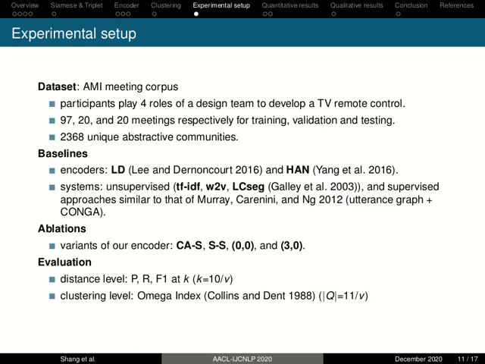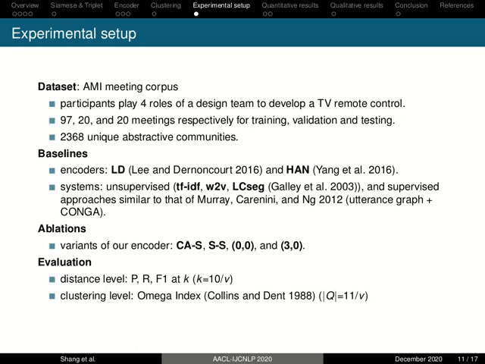For the evaluation, we first test whether the distance in the final embedding space is meaningful. To do so, for a given query utterance, we rank all other utterances in decreasing order of similarity with the query. We then use precision, recall and F1 score at k to evaluate the quality of the ranking. We use a fixed k equal to 10 and a variable k equal to v.